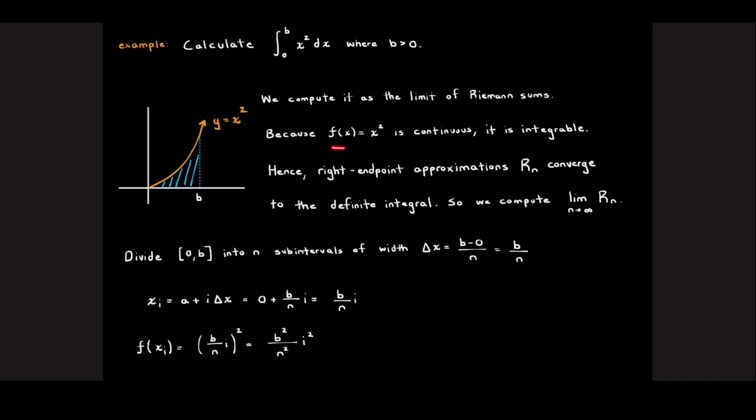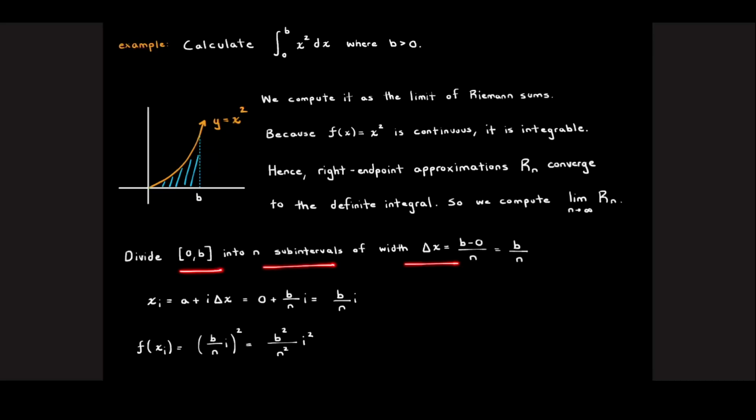And because f of x equals x squared is a continuous function, it is integrable. That means that every Riemann sum will approach the same value in the limit, no matter which partitioning or which set of sample points we use. And so in particular, right endpoint approximations, Rn, will converge to the value of the definite integral. And so we will just solve this problem by computing the limit of the right endpoint approximations. So as usual, we begin by dividing our interval into n subintervals of equal width.